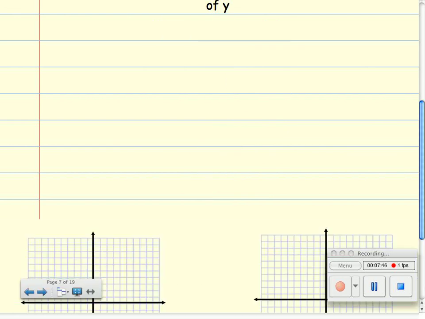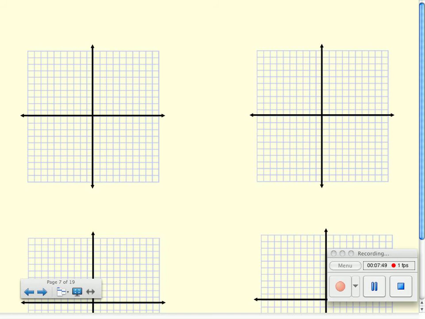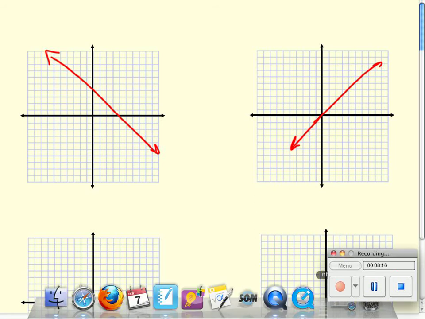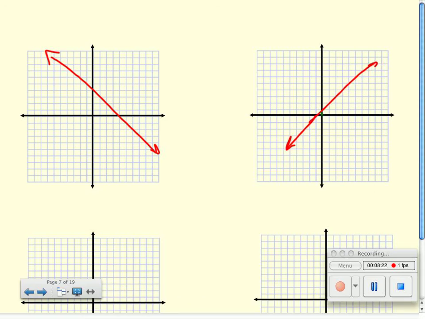The other application of direct variation is related to graphs: if y varies directly with x, the graph is going to go through the origin. Does that represent a direct variation? No. Does this represent a direct variation? Yes, this does, because it does go right through the origin. Looking at this one, since it does go through the origin, it is a direct variation.